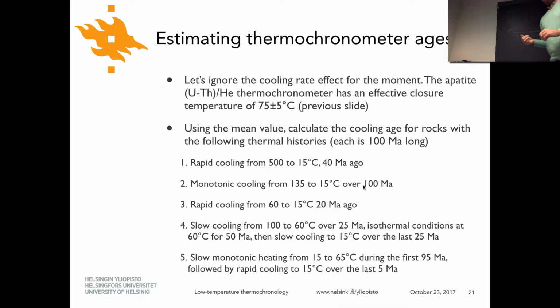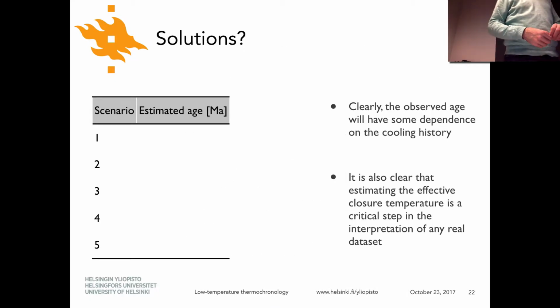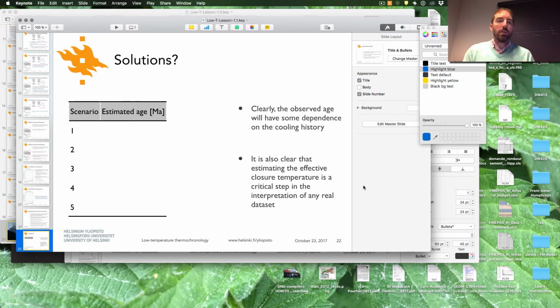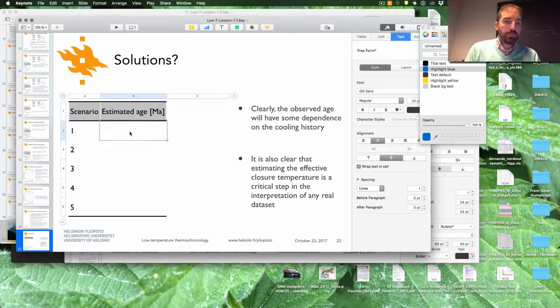Okay, so let's take a look at what we have here. I kind of gave you the answer already for this first scenario. That was the instantaneous cooling at 40 million years ago. In that case, if we cool from 500 degrees to 15 degrees at 40 million years ago, of course, we pass through 75 degrees at that same time. So we'd expect an age maybe of something like 40 million years.